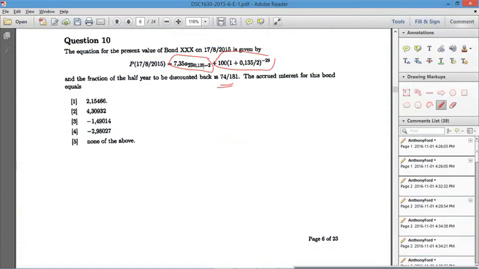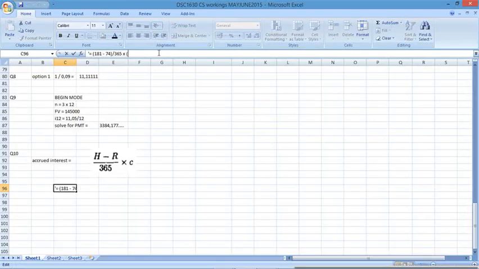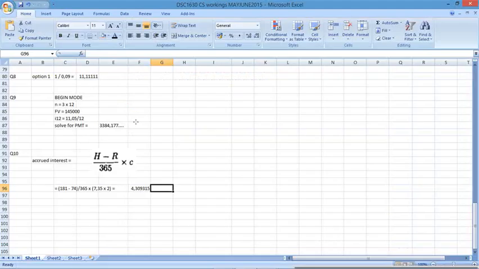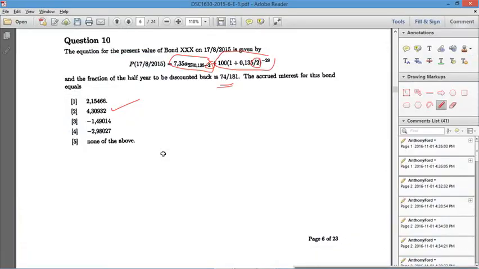Remember my coupon here is 7,35, but remember you've got to divide by 2 here. What does that mean? That means these coupons are half yearly. So to get the annual coupon, I'm going to have to times it by 2. And that's my accrued interest. Option number 2.